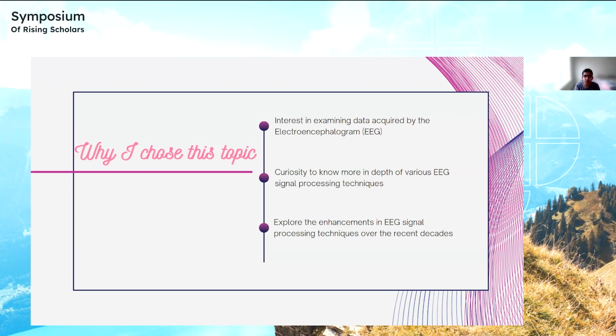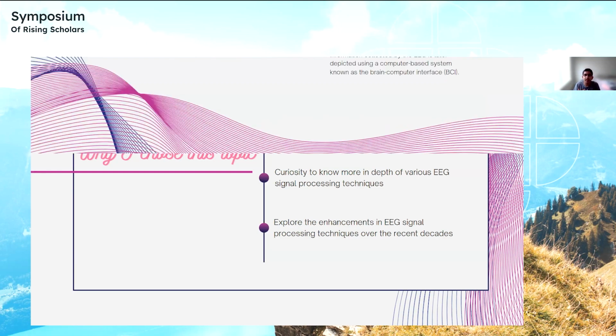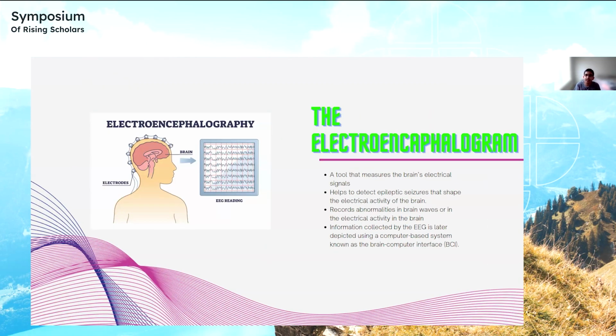also known as the electroencephalogram. The electroencephalogram is a tool that measures the electrical activity of the brain. It depicts brain signals on a computer-based system known as the brain-computer interface, and it has small metal discs on the scalp known as electrodes. These electrodes help to identify any epileptic seizures or any disorders that an individual is facing.